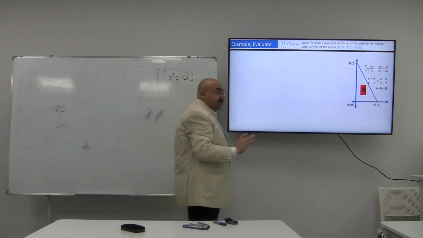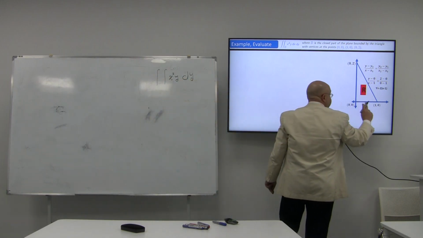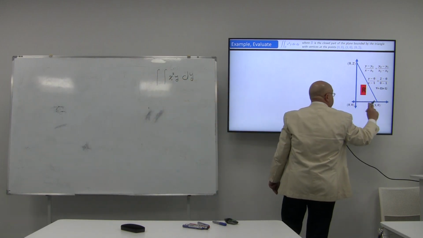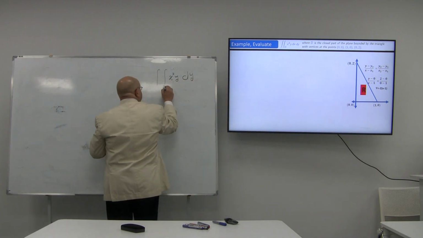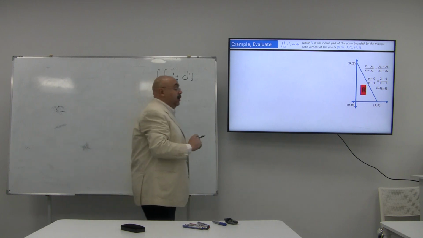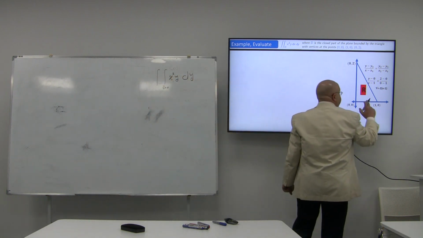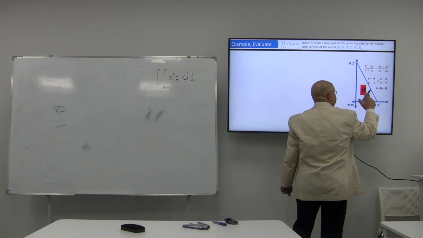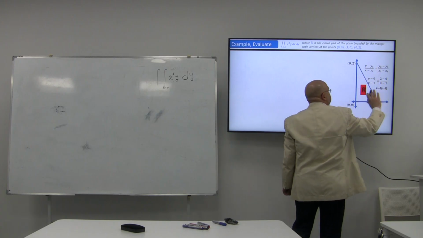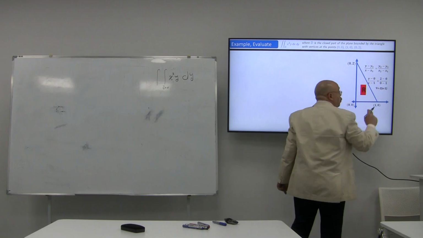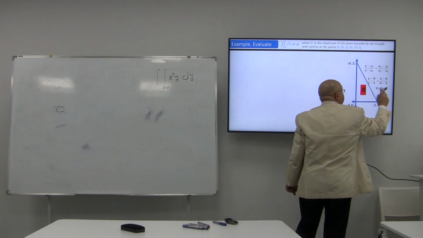I'm integrating in the direction of dy first, so I will look to the gate. Where is the gate? This line, and the equation of this line is simply y equal to 0. I'm here inside the region. Where is the gate that will let me go out of my region, or the boundary? y equal to negative 2x plus 2.